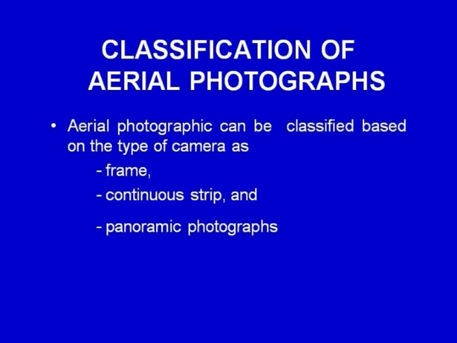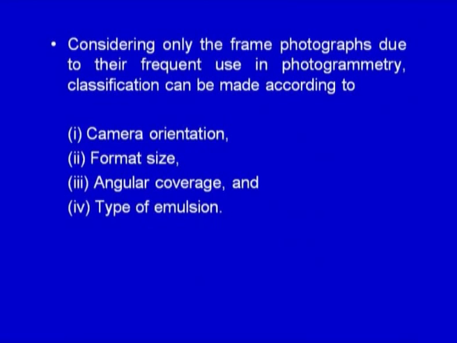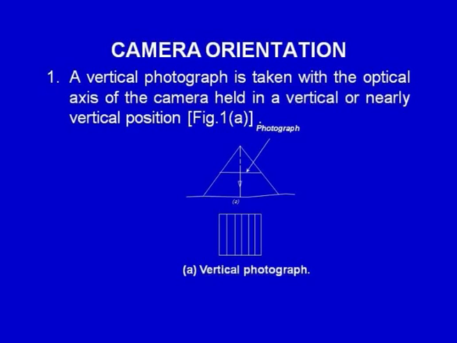Now, let us look at the classification of aerial photographs. Aerial photography can be classified based on the type of camera as frame, continuous strip, and panoramic photographs. Considering only the frame photographs due to their frequent use in photogrammetry, classification can be made according to camera orientation, format size, angular coverage, and type of emulsion. So, first of all, let us look at classification on the basis of camera orientation.